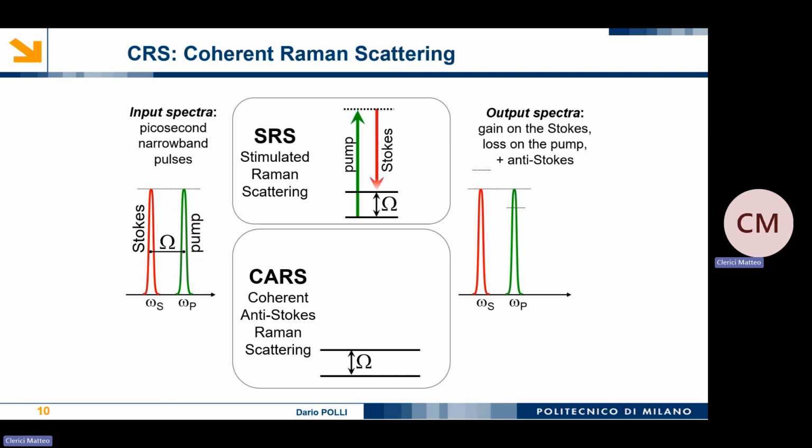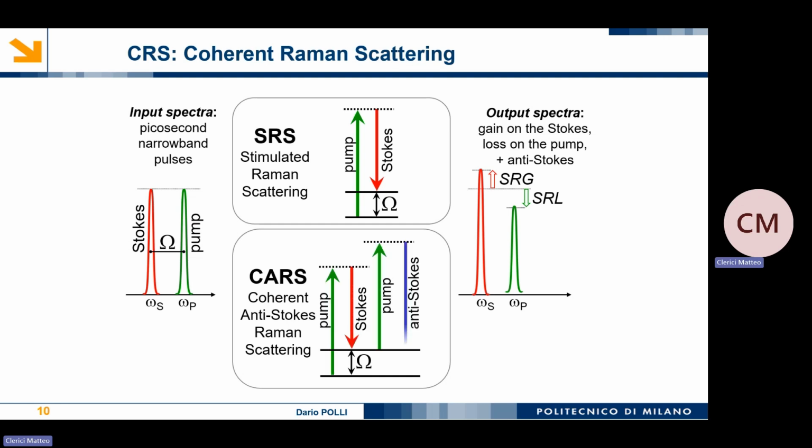In the first case, you just have up and down. Once you have an interaction with the pump and the Stokes field, what you measure is the annihilation of the pump, so you have a stimulated Raman loss, or the formation, the amplification, of the Stokes, which is called the stimulated Raman gain. Of course, this is not to scale. This gain or loss is a part in a million. Okay, super small. And so you typically need lock-in amplifiers and modulation transfer techniques.